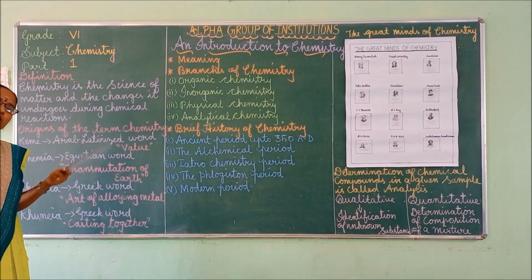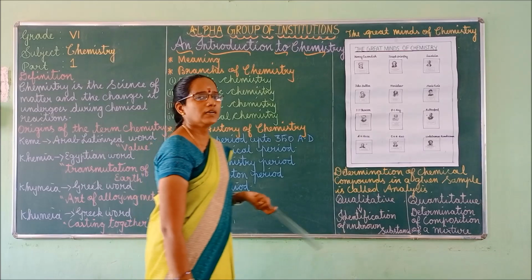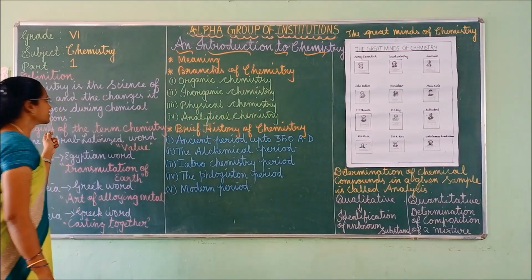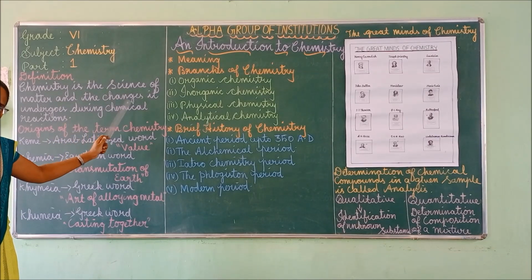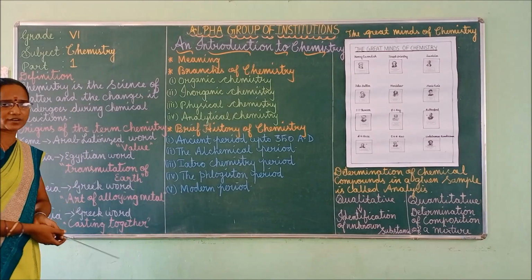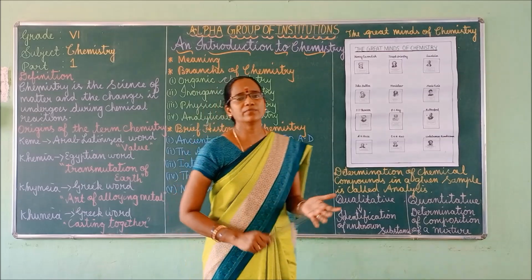For example, we can say digestion of food. Digestion of food is nothing but a chemical reaction only, isn't it? So, chemistry is the science of matter and the changes it undergoes during chemical reaction. Next, we can move to the origin of the term chemistry.